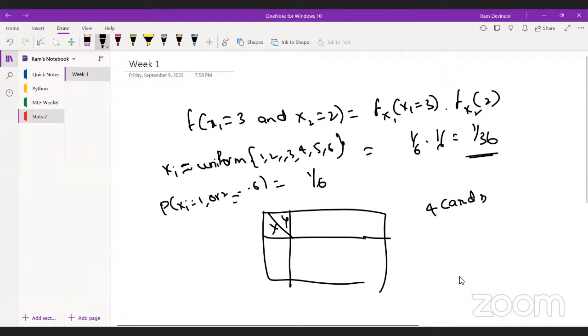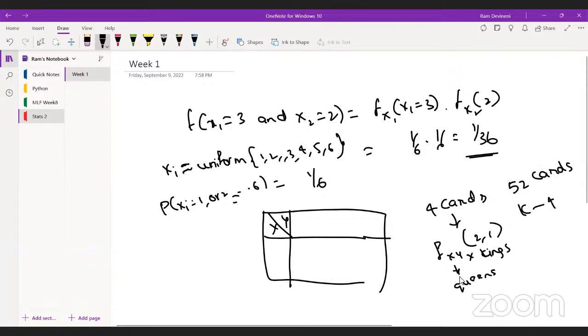Among these 4 cards, when we say f(x,y) of (2, 1), what does this say? X represents queens, right? Y represents kings, right? How many kings do we have in the 52 cards? 4. What about queens? 4, right?